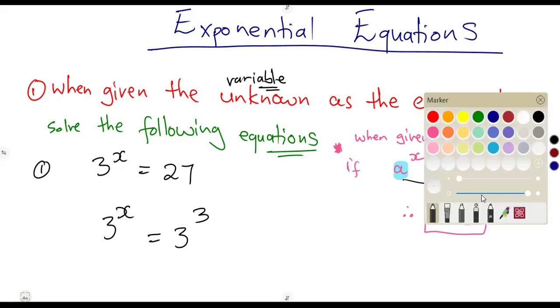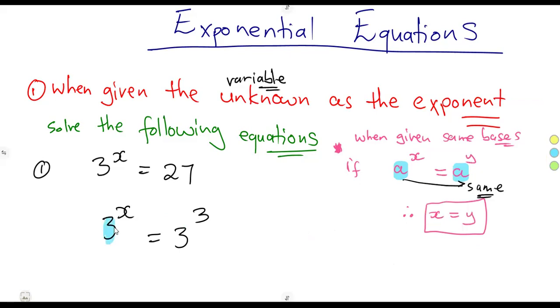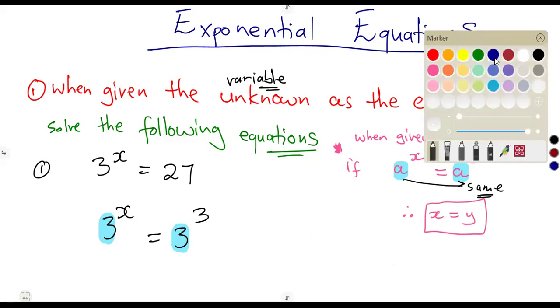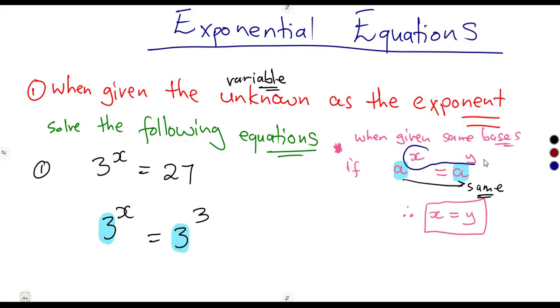So as we can see, our bases are the same. There is a 3 here, there is a 3 there. So what does it mean? Automatically, these exponents are equal. X is equal to y from this law. So therefore, X is equal to 3.